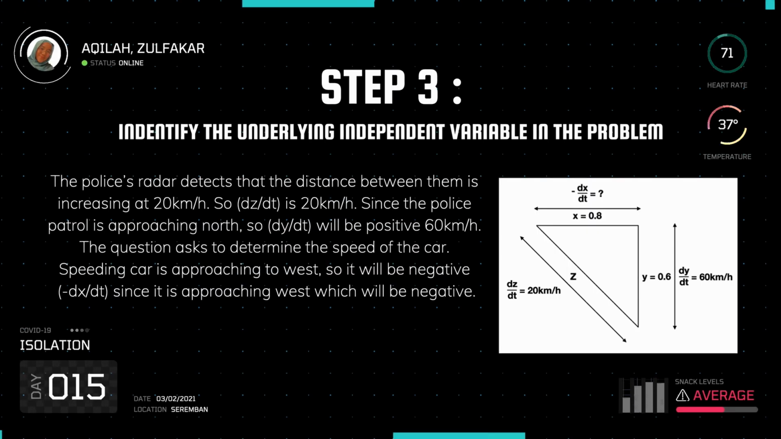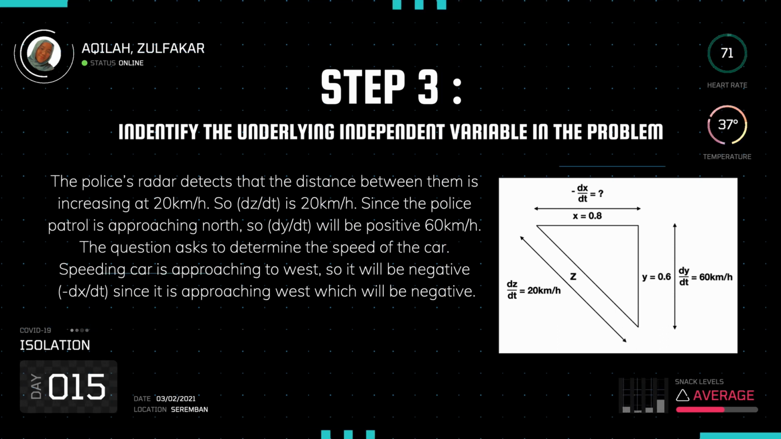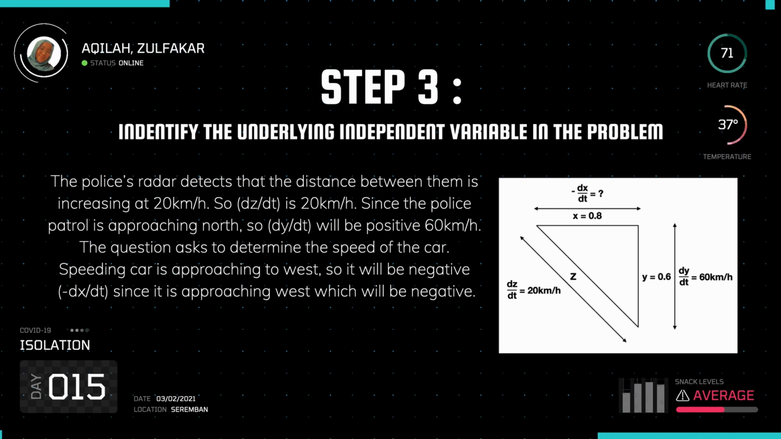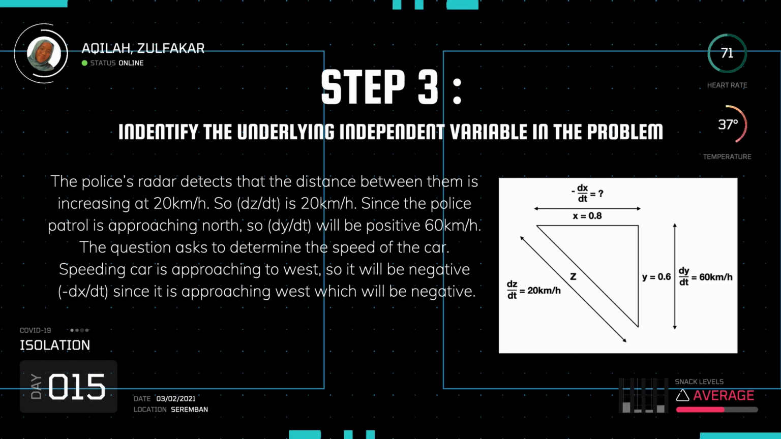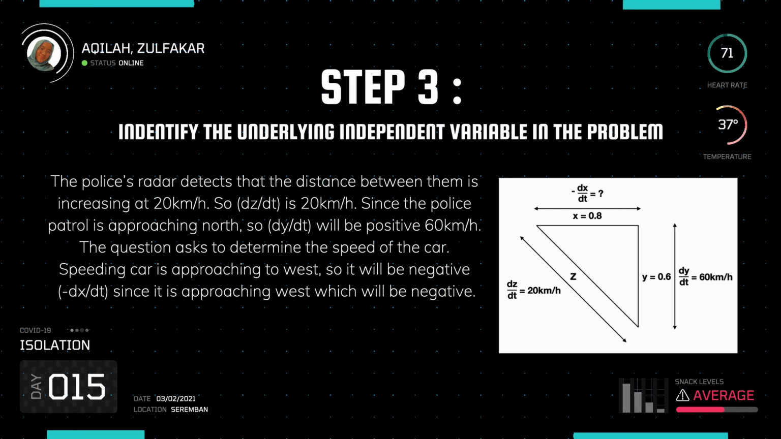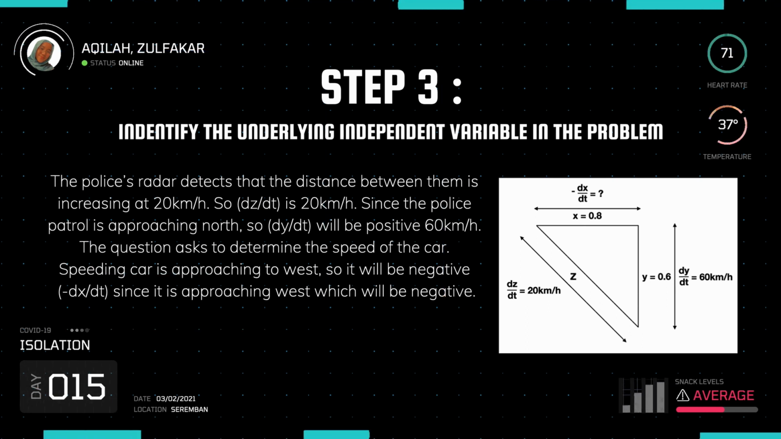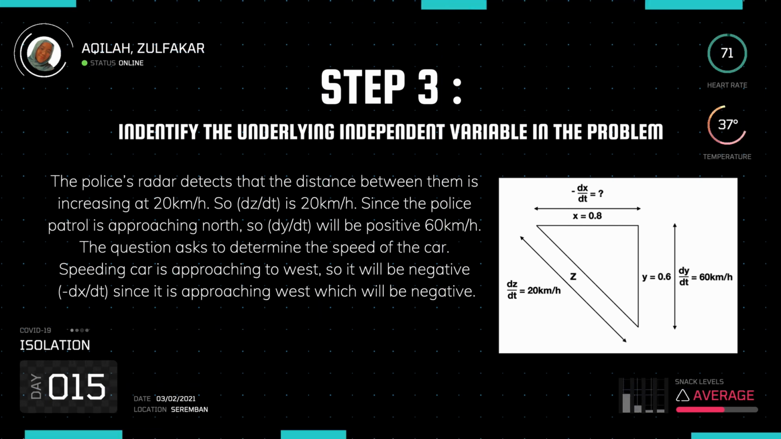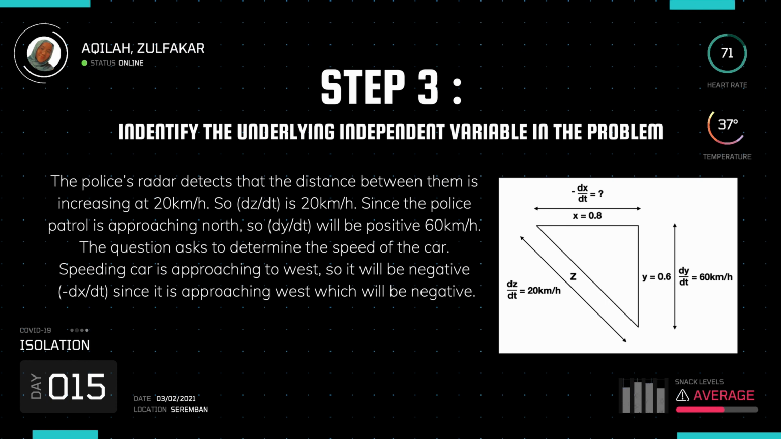Step number 3: the police radar detects that the distance between them is increasing at 20 km per hour. So dz/dt is positive 20 km per hour. Since the police patrol is approaching north, dy/dt is positive 60 km per hour. The question asks us to determine the speed of the car. The speeding car is approaching west, so it will be negative dx/dt. We can label that on the diagram that we drew for the Pythagoras theorem.